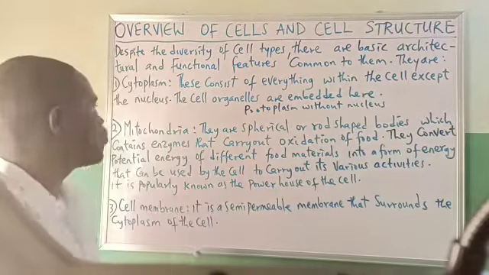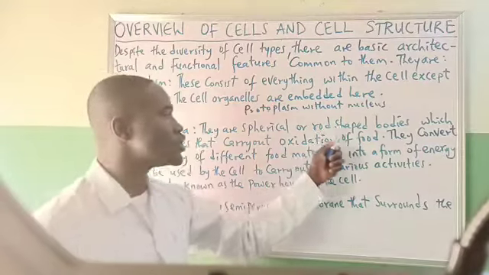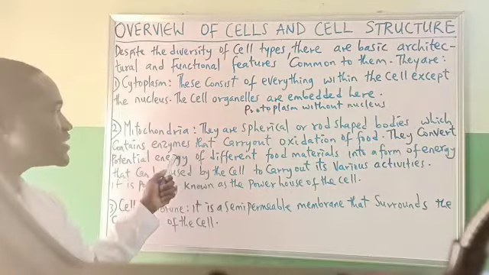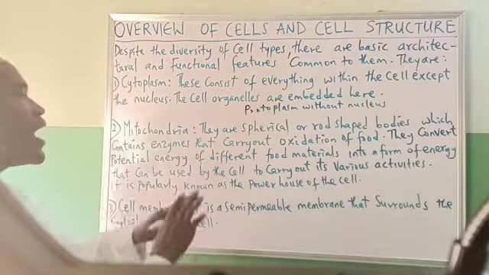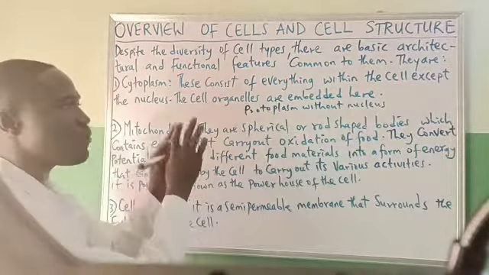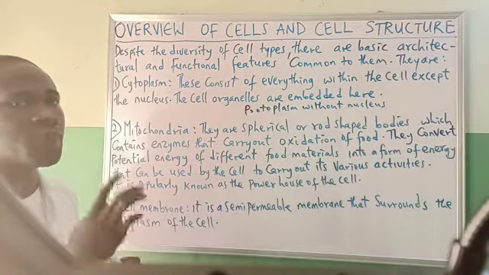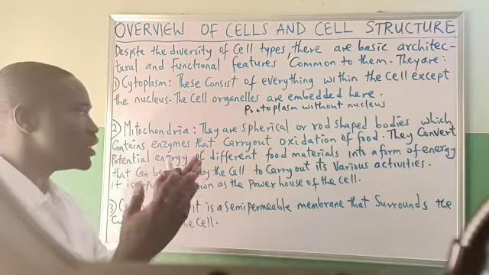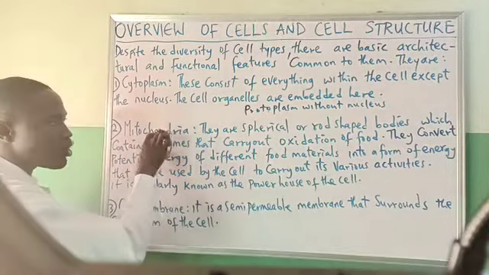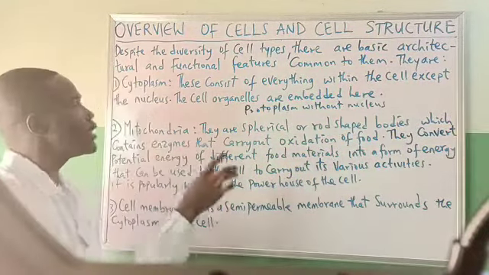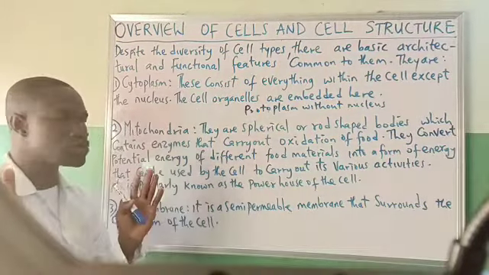Now, when we talk about mitochondria, they are spherical or rod-shaped bodies which contain enzymes that carry out oxidation of food. That means any process or breakdown taking place here, oxygen must be involved. That is no longer anaerobic but aerobic. In mitochondrium, there is aerobic breakdown. In cytoplasm, there is anaerobic breakdown. That is what you need to know.